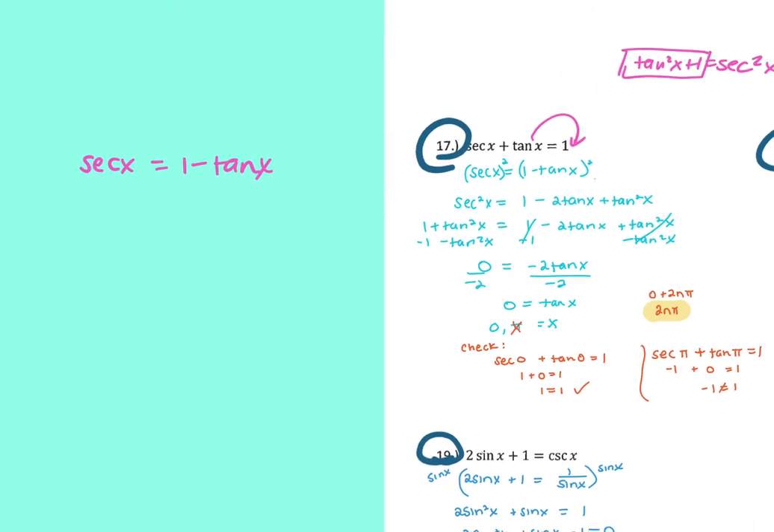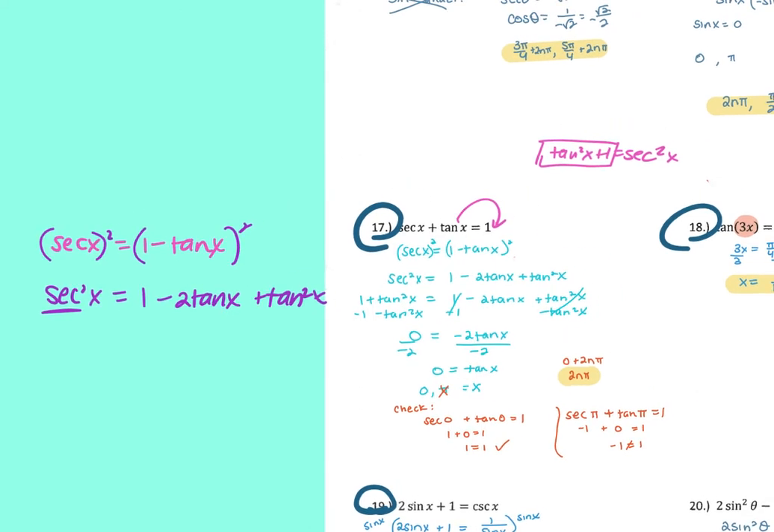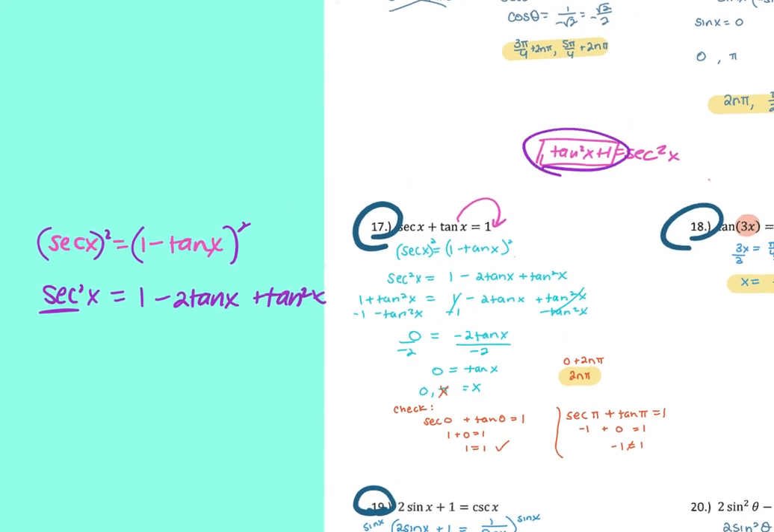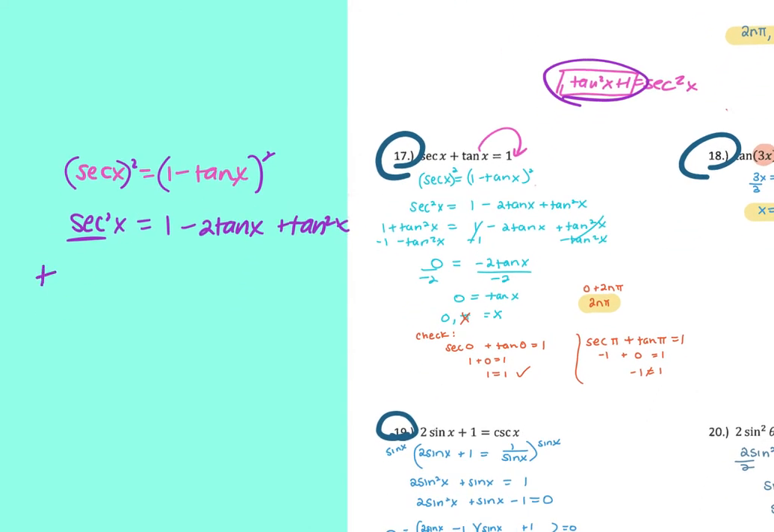And then again, you can't get anywhere if it stays to the first power, so I square both sides. On the left, it becomes secant squared x, and on the right, if I expand and FOIL that, that's 1 minus 2 tan x plus tan squared x. Then I want to replace secant squared with what it equals. So secant squared x equals tan squared x plus 1. So I do tan squared x plus 1 equals 1 minus 2 tan x plus tan squared x.